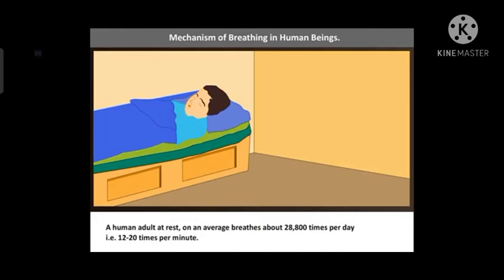A human adult at rest on an average breathes about 28,800 times per day. In other words, 12 to 20 times per minute.